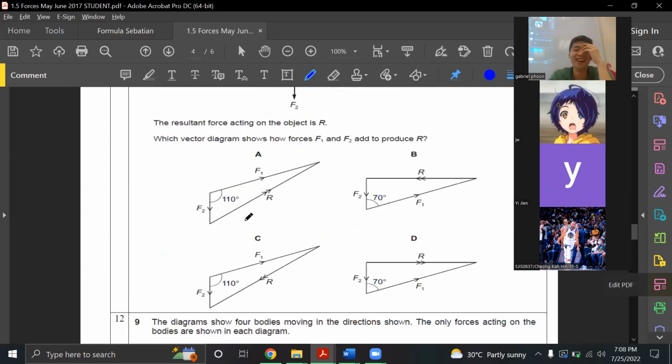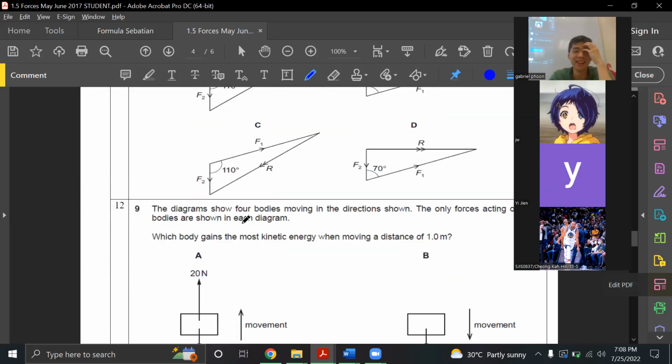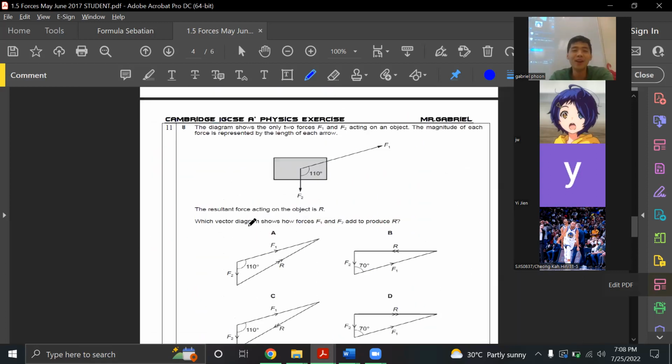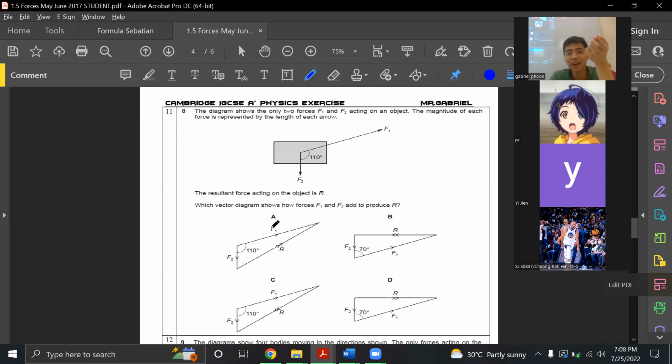Then after that, any other questions, guys? 11, what's this? Oh, what's your answer for 11? A. Okay, your answer is A. This is basically saying these two forces due to this and this will give you a resultant force in this direction here.